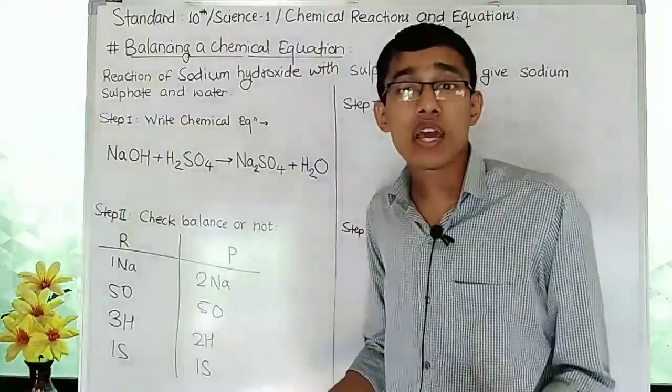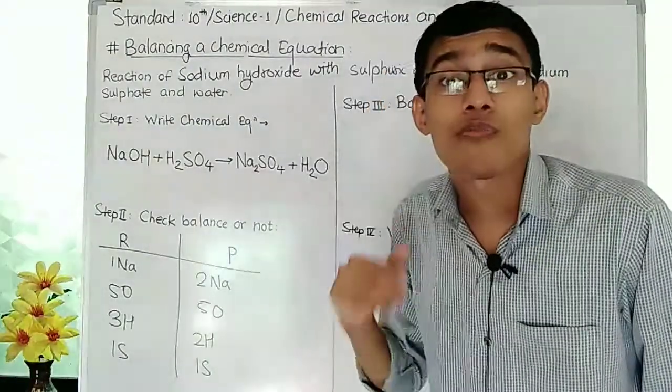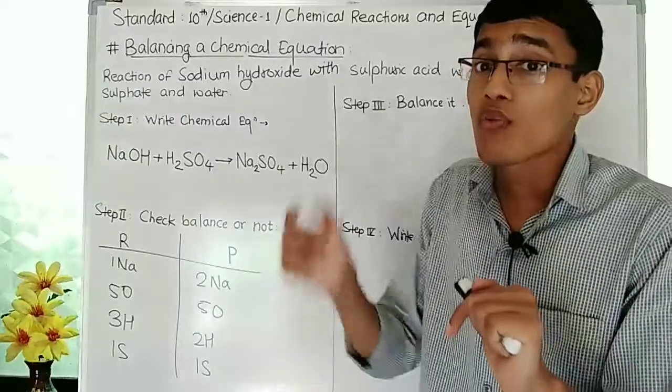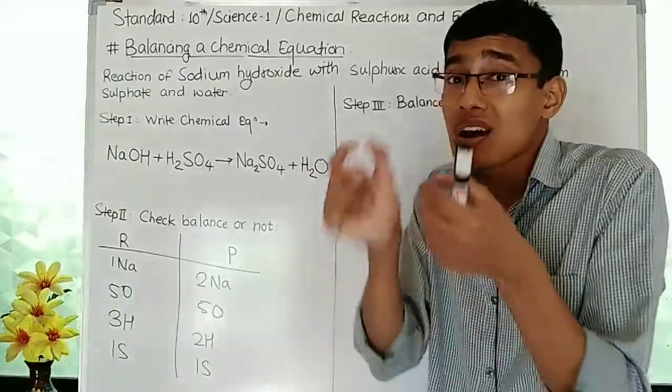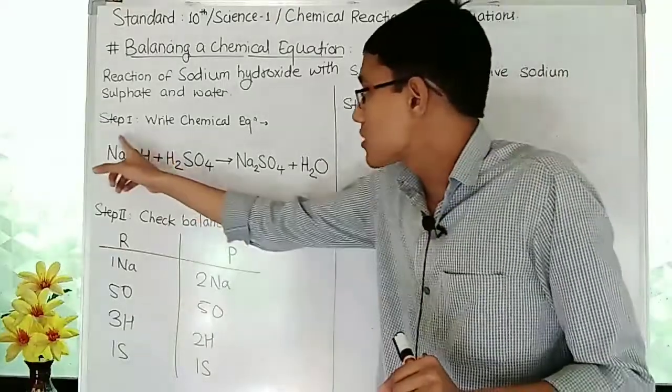We can only take numbers as a coefficient. That means we can increase the number of molecules of a compound, but we cannot change a single atom in a molecule. Okay, so this is the molecular compound.